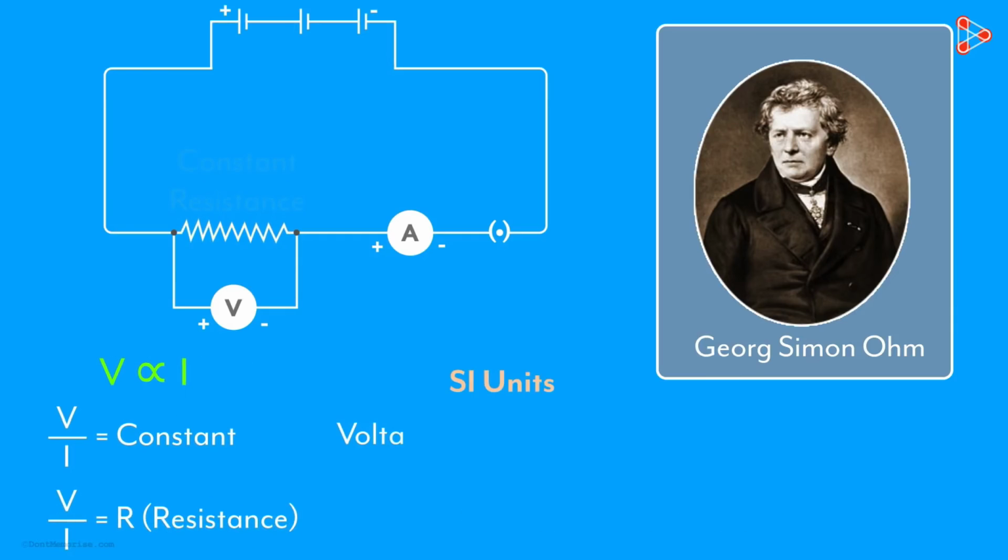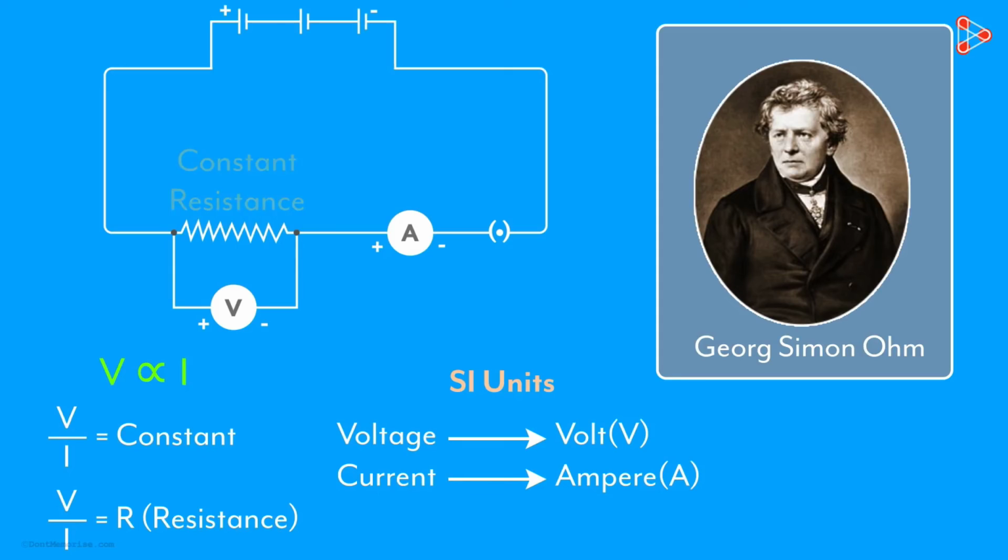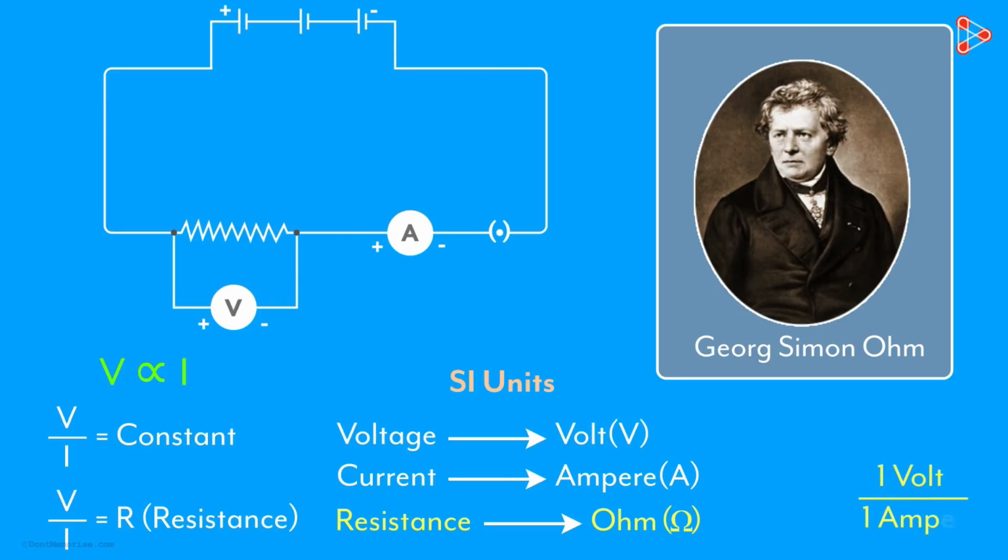The SI units of voltage and current are volt and ampere respectively. But what's the SI unit of resistance? It's ohm and is represented by this Greek letter. If the potential difference across 2 ends of a conductor is 1 volt and the current through it is 1 ampere, then the resistance of the conductor will be 1 ohm.